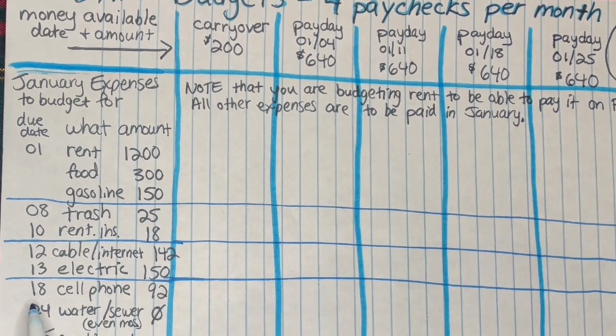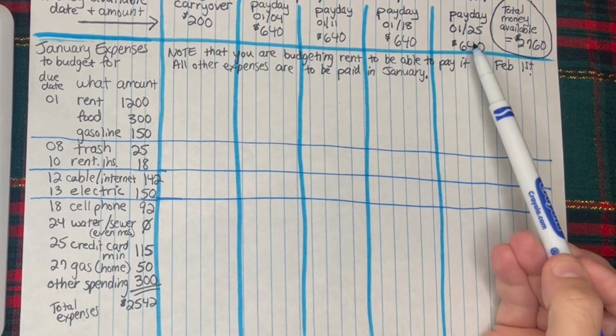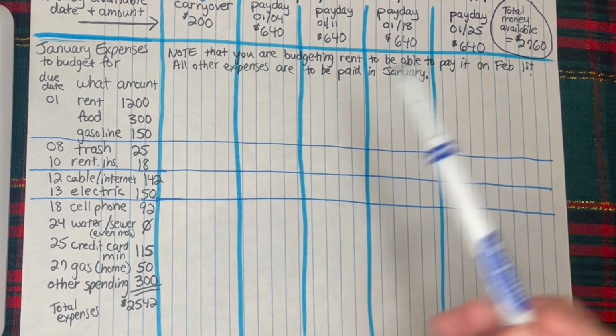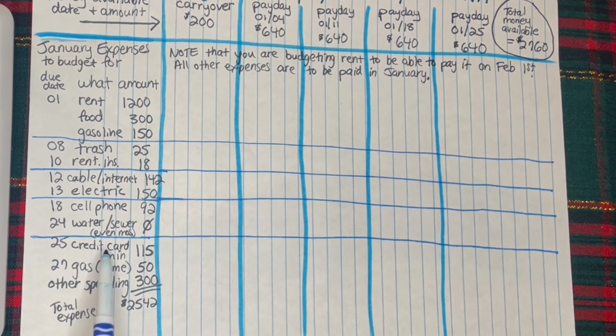If our check won't clear in time, we'll just pay the cell phone bill on the 18th from the payday on the 11th. And then the last payday of the month is on the 25th. And this is the same situation as we had with the cell phone bill. You get paid on the same day the bill is due.